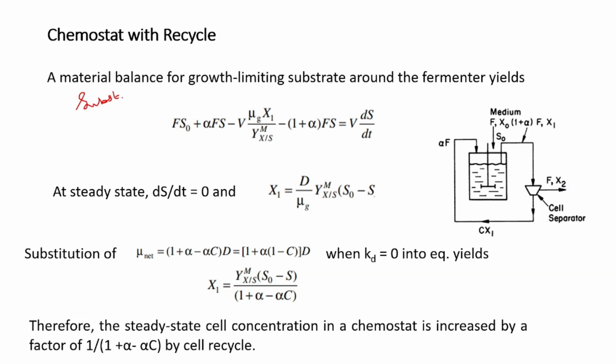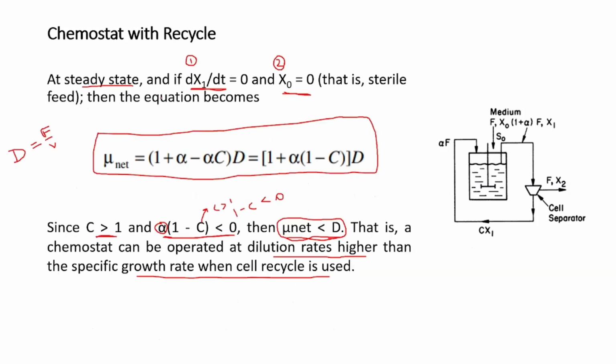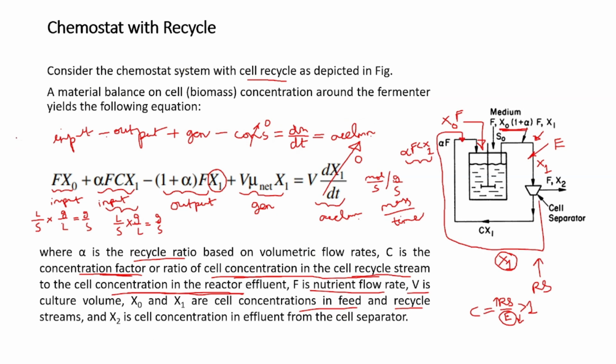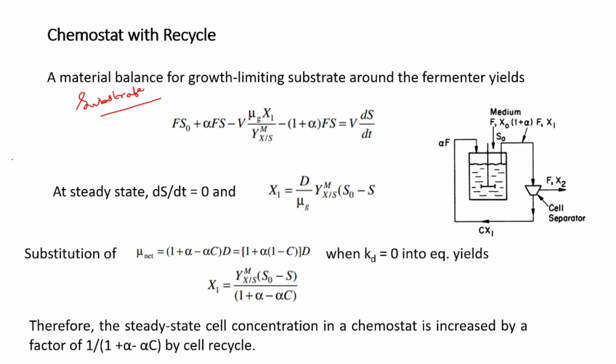This material balance we did for biomass, and this is for substrate. Here some substrate is entering with a feed flow rate of F and initial substrate concentration of S naught. So this is entering the chemostat. This is the input.